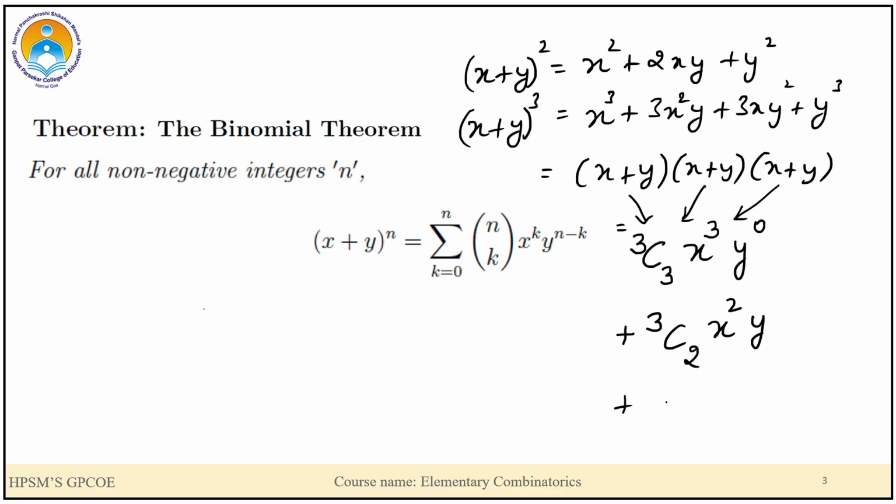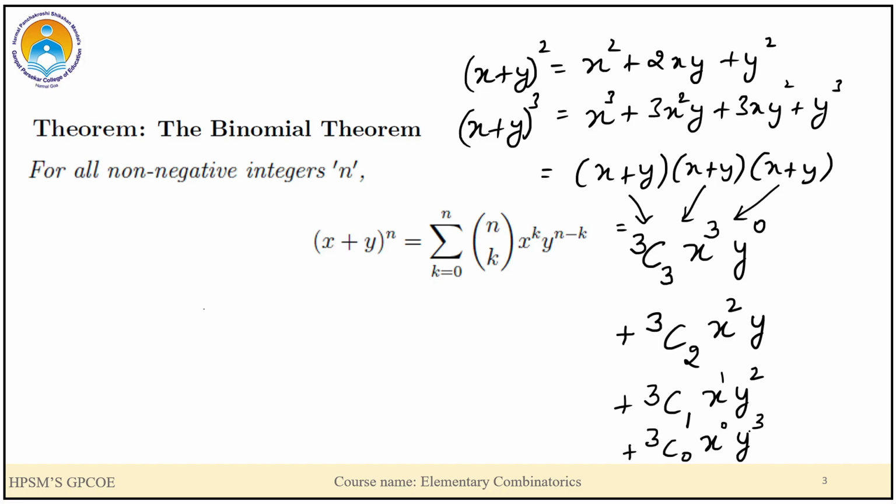Similarly, if I have to choose one x, I will get 3C1, meaning from three parentheses I have to choose x from one parenthesis, x followed by y squared from the remaining two parentheses. And the last term would simply be 3C0 because I don't have to choose any x's from any of the parentheses. x raised to 0, y raised to 3.